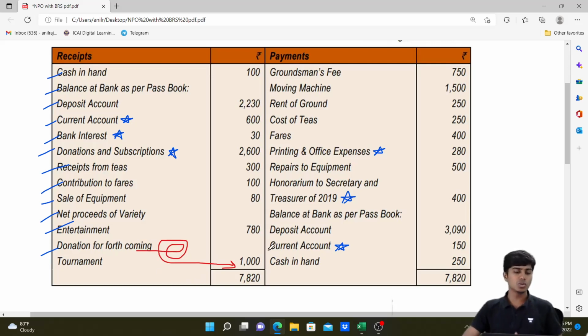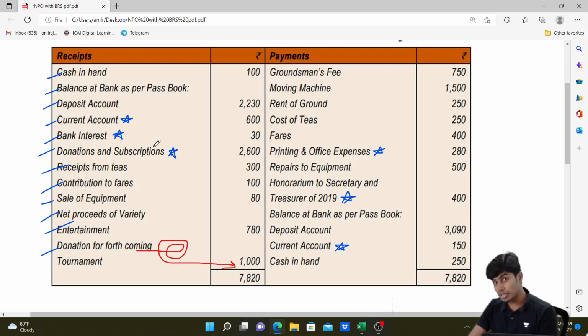Yeah. So what is so tricky about this? You would say, sir, donation is received. Either open a donation account or take this to income and expenditure. Firstly, this is not a part of our normal donations and subscription. This is not a general donation. So this should not be taken to the donation and subscription account.